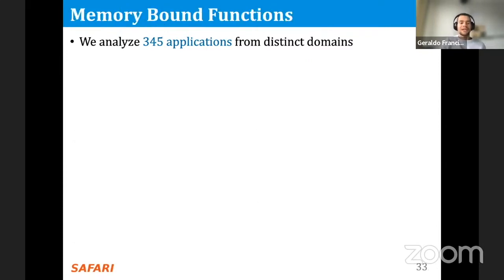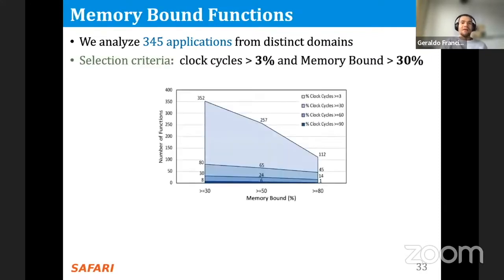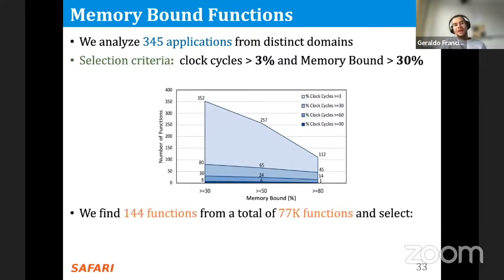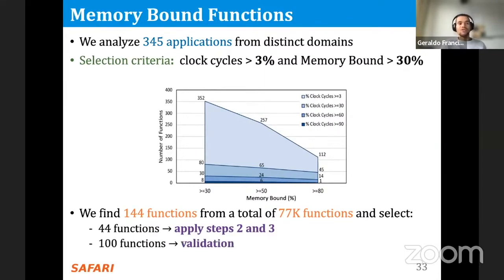We observe that applications that benefit from near-data processing and suffer from memory bottlenecks have a memory-bound metric, which we collect from VTune, greater than 30% and take at least 3% of the clock cycles. We observed 144 functions with such characteristics from more than 77,000 functions, which we divide: 44 functions to apply step 2 and step 3 of our methodology, and 100 functions to validate our methodology and our experimental methodology.